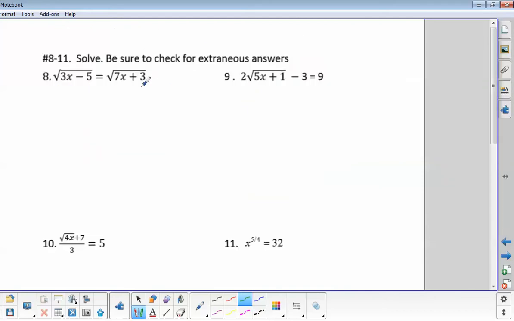All right, on page 2, we're going to solve equations, and you also want to make sure that you check for extraneous solutions. First one, we're going to square both sides to undo the square root, and now you have a simple linear equation, 3x minus 5 equals 7x plus 3. Then you want to get your x's to one side.